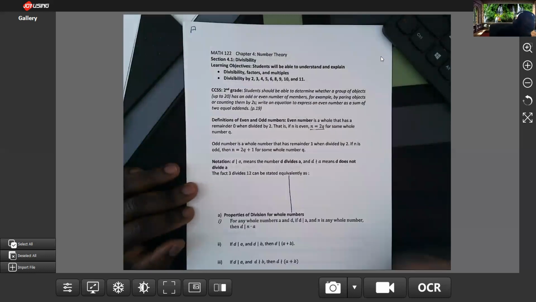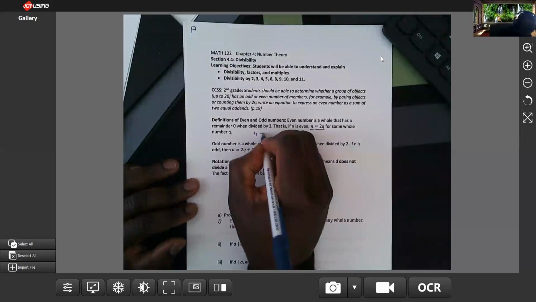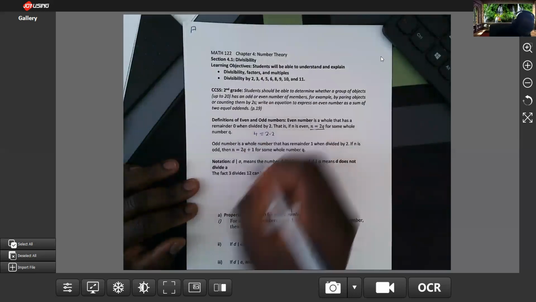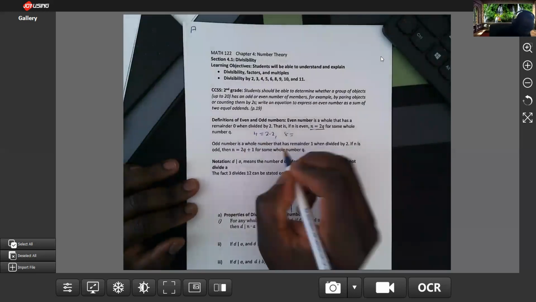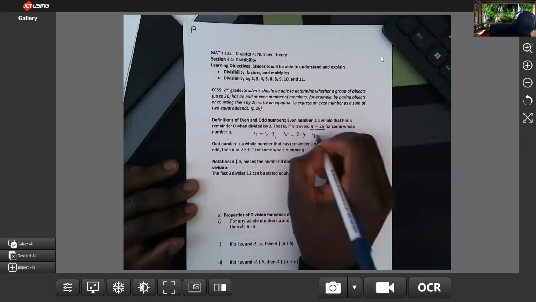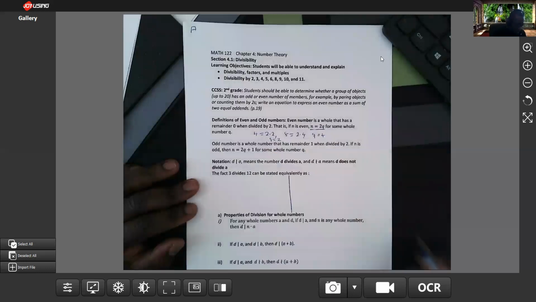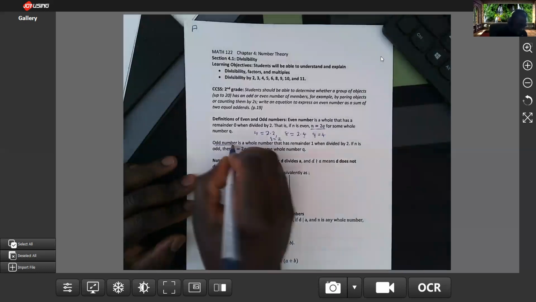For example, 4 is an even number, so we can write 4 is equal to 2 times 2. We know that 8 is an even number. We can write it as 2 times 4. In this case, q is 4. Over here, q is 2.